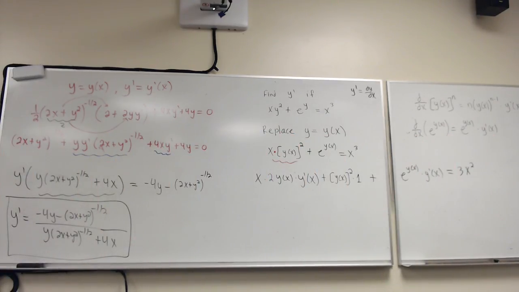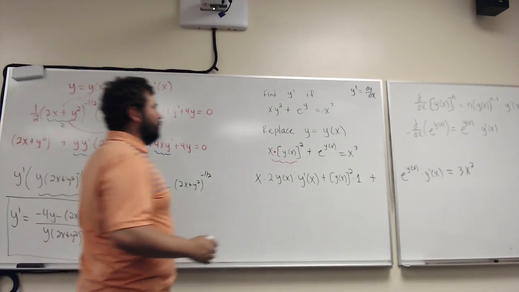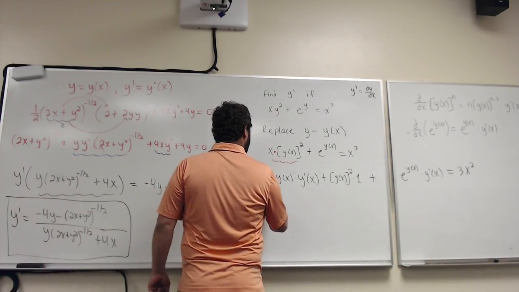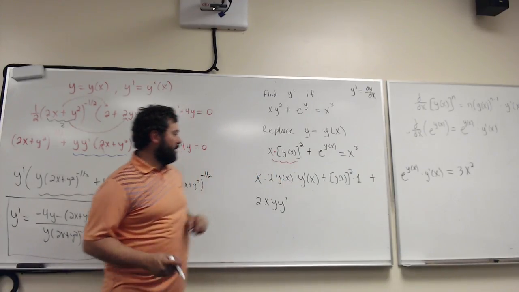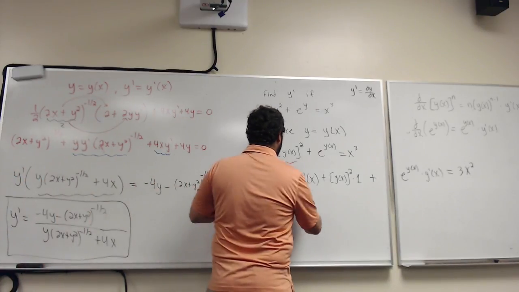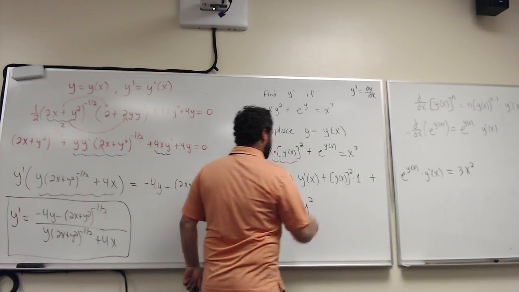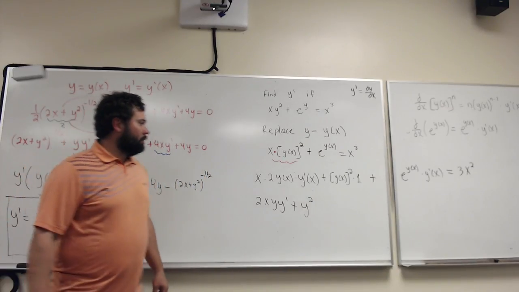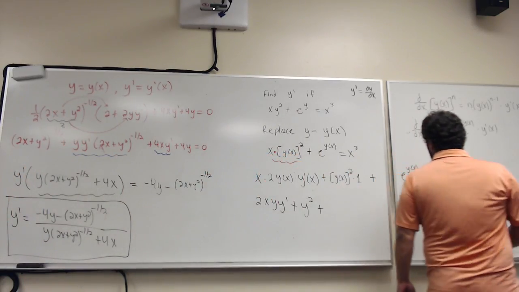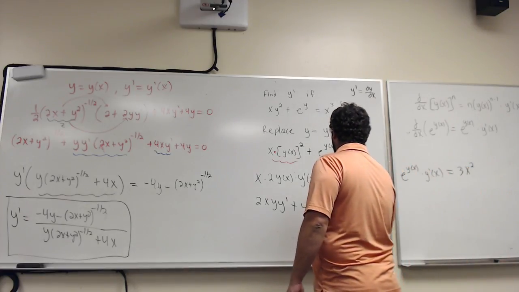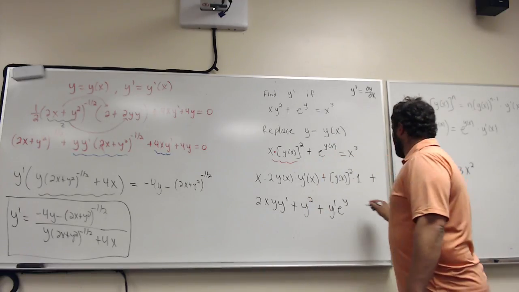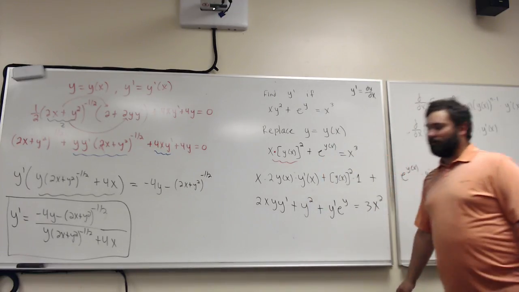And again, I don't like the y of x's in there because I'm a math person, I'm lazy, and I hate carrying notation with me. So at this point, I would just translate back to y's. So you could write this as 2xy y prime. So I have 2 times x times y prime. Plus, y of x squared is really the same as y squared. Plus, this is just e to the y times y prime. Or if you like, you can write it this way, y prime e to the y. And that equals 3x squared.